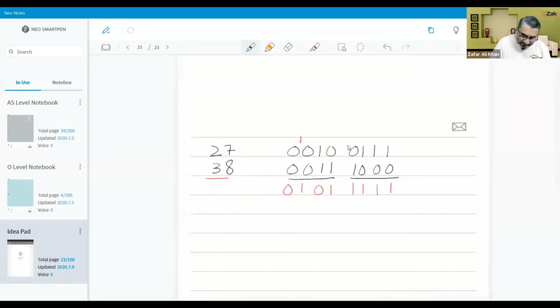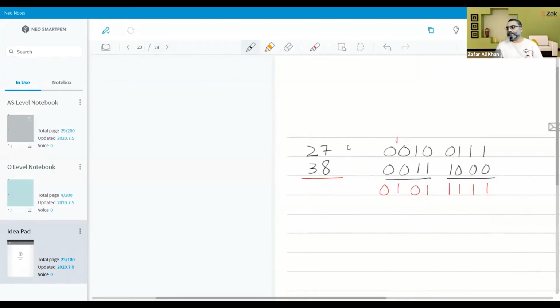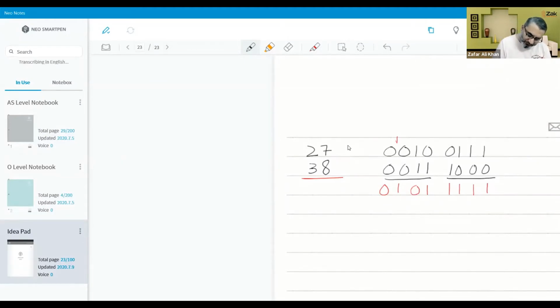So what are we expecting here? We are expecting the answer to be 5, 1 carry and 6, 65. We are expecting 65. And what is the answer here? This is 1, 2, 4, 5, and this is all 15. There is an error.